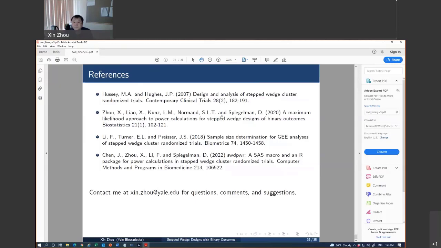Thank you, Dr. Zhou. Very interesting talk, and we have questions. You indicated that the Hussey-Hughes method is inaccurate and could give a result that's too small or too large. What is missing from their method that you included in your method that makes the difference? What is it that they've left out?